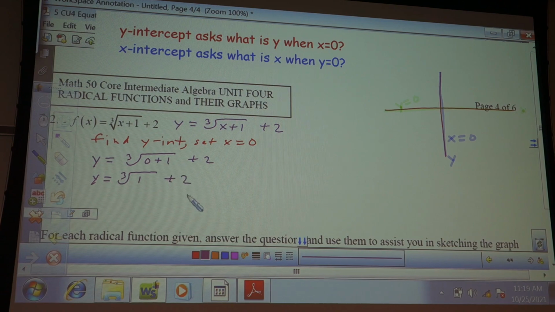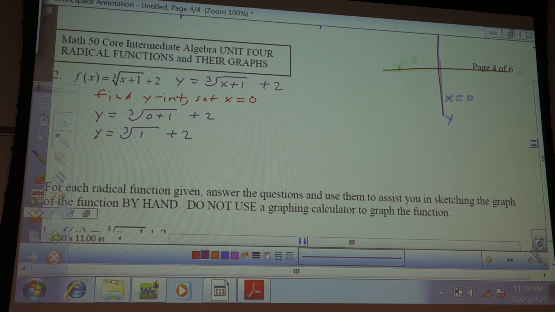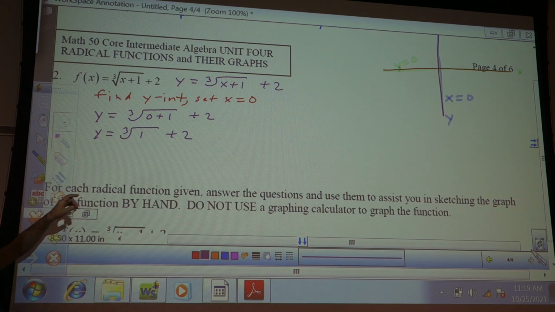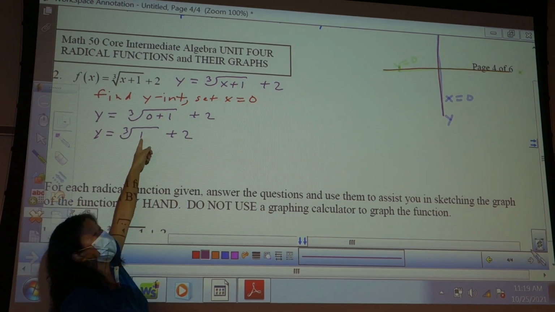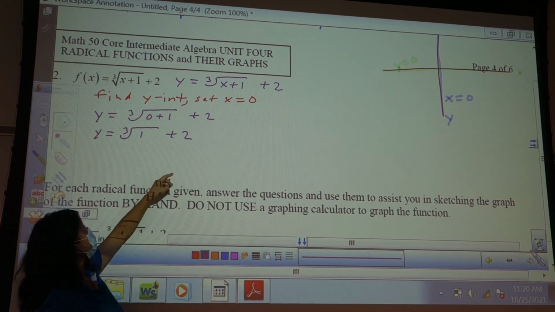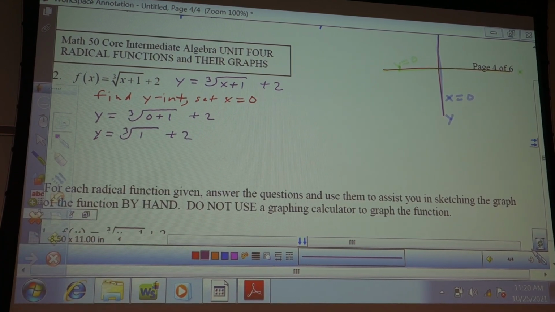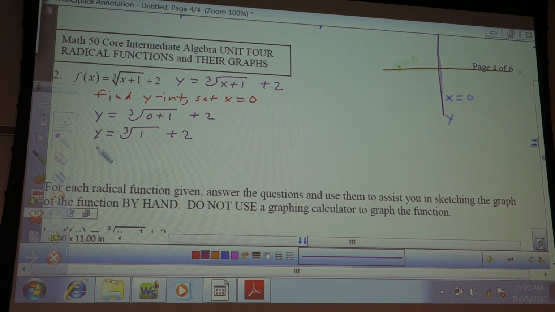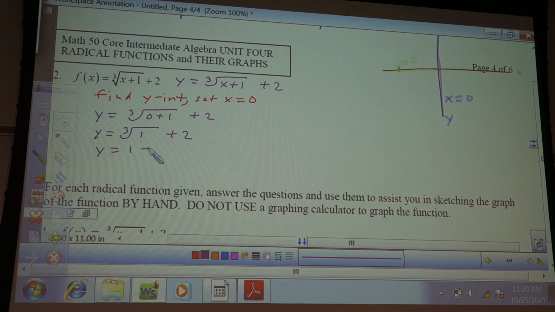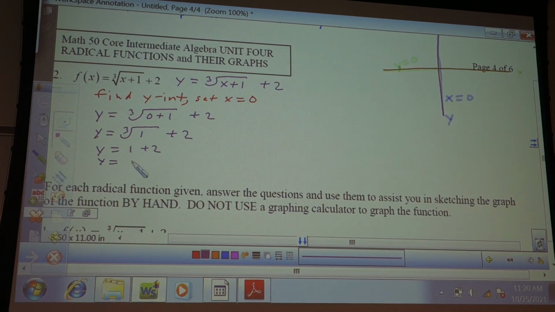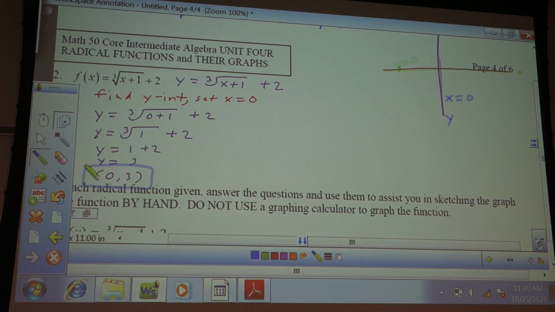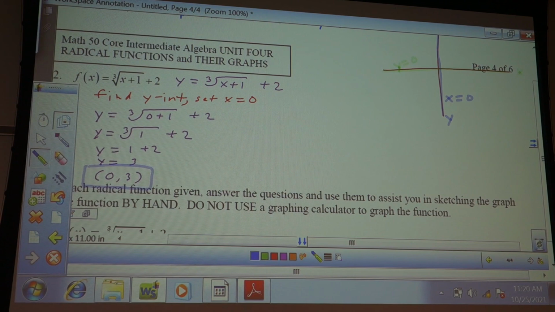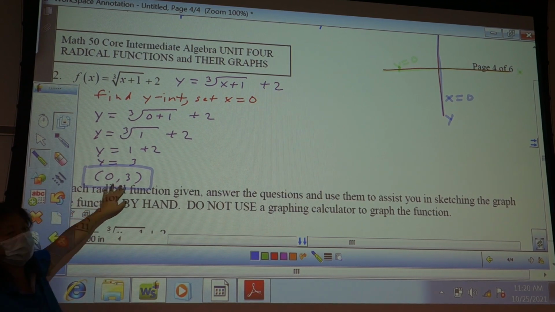What's the cube root of 1? Well, cube root means what multiplied by itself 3 times gives me what's inside. So what multiplied by itself 3 times gives me 1? 1. So this becomes 1 plus 2, which is 3. Y equals 3. So the point is going to be (0, 3). That's the answer. That's the y-intercept, (0, 3).